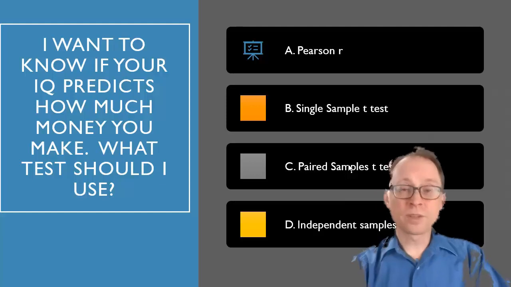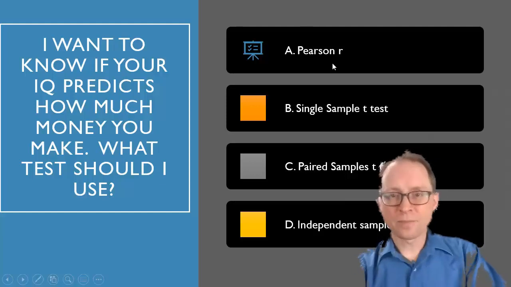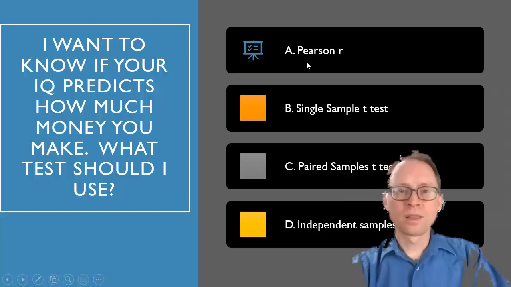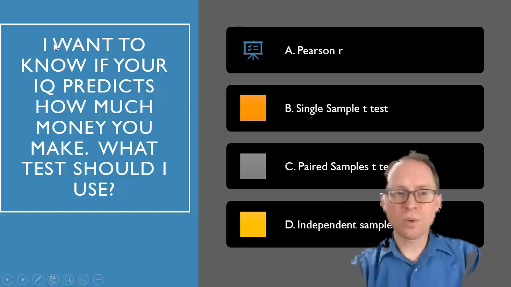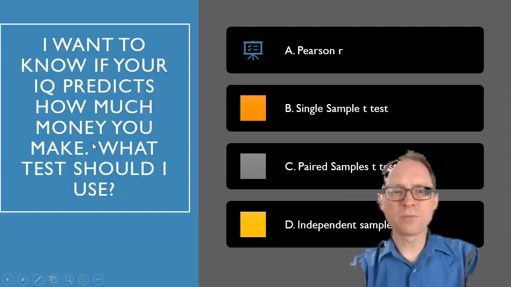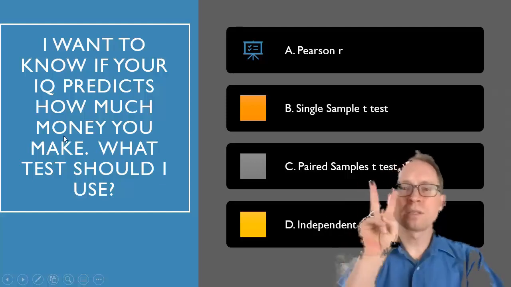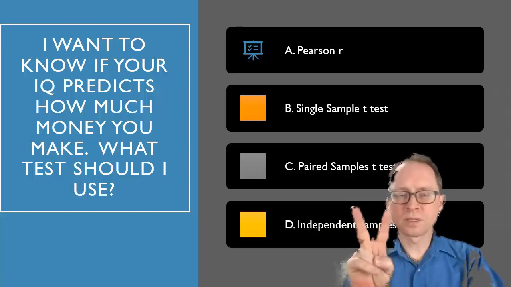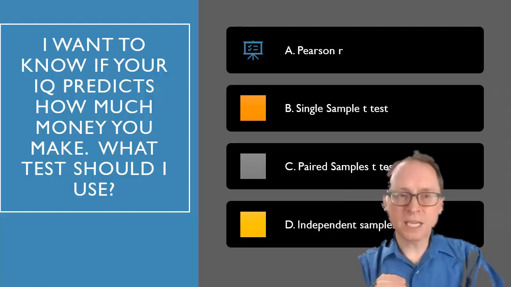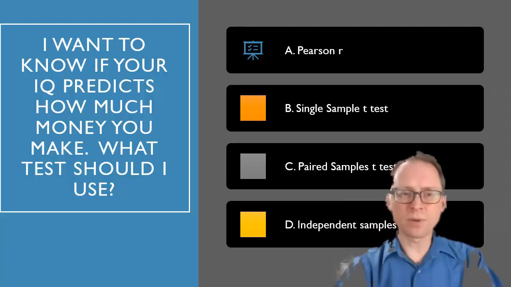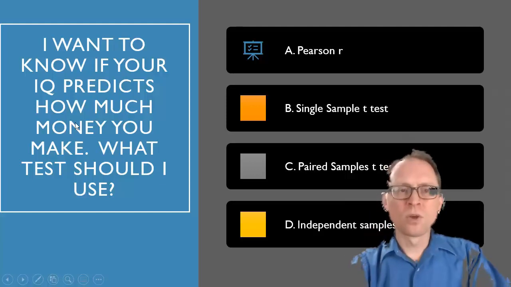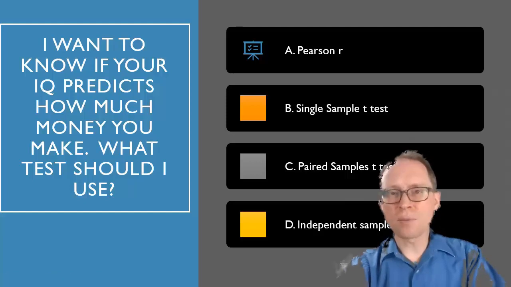So for this question, the answer is actually A, Pearson R. Now, it's not a paired samples t-test, and I'll tell you why. I want to know if your IQ predicts how much money you make. Those are two separate variables. A paired samples t-test looks at one variable in the same people two times. So for example, if I wanted to know whether or not your IQ changes after you get a job, then I would use a paired samples t-test.